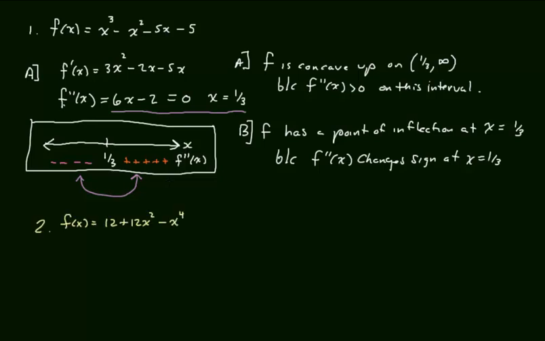This number line knocked out 2 birds with 1 stone. Booyah. Same instructions for example 2. We're going to find where it's concave down for part A, and we're going to use the point of inflection test to find points of inflection.